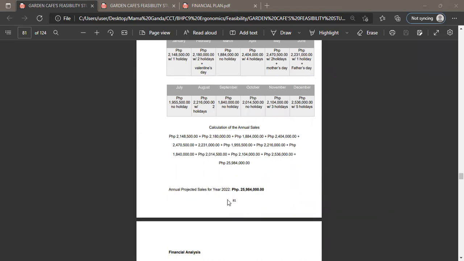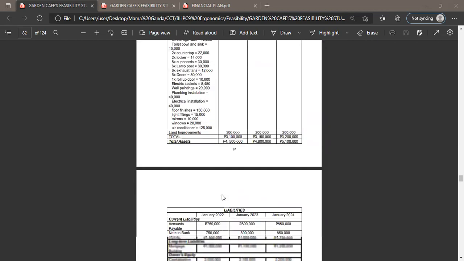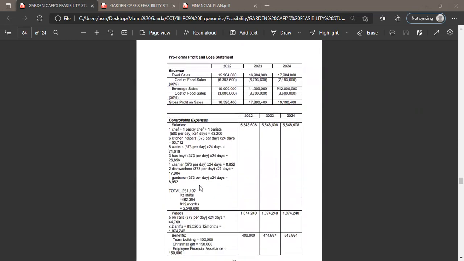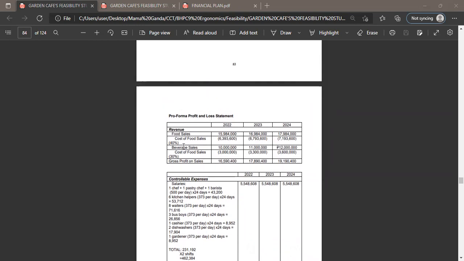So again, the revenue part is derived from this. Now, annual projected sales for the year 2022 based on this example. For the percentage of the cost of food sales, we will use 40% as the standard for the food, and we will use 30% as the standard for the beverage sales.